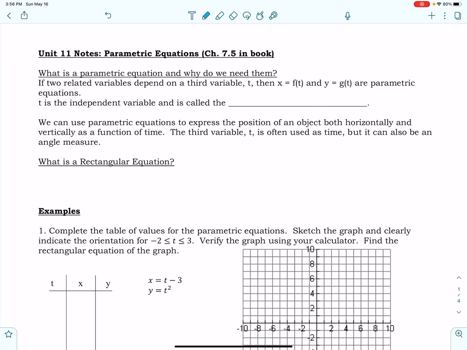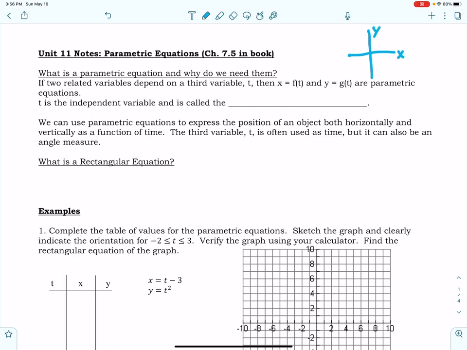Pre-calculus. This is Unit 11, Parametric Equations. So the first thing we're going to talk about is what is a parametric equation? Why do we need them? So typically we work with the XY coordinate plane, right? We've got X here and we've got Y, and we talk about the relationship that they have to one another.